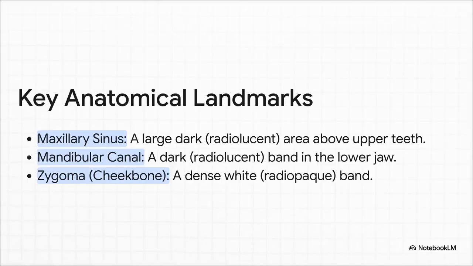Okay, so let's put that into practice. If you look at a panoramic X-ray, you can spot these large, dark, or radiolucent areas above the top teeth. Well, that's the maxillary sinus. Down below, you might see the dark mandibular canal, where the nerve runs, outlined by those bright white, radio-opaque lines of bone. And that thick white band above the molars, that's your zygoma, your cheekbone. See, you're already starting to decode the map.